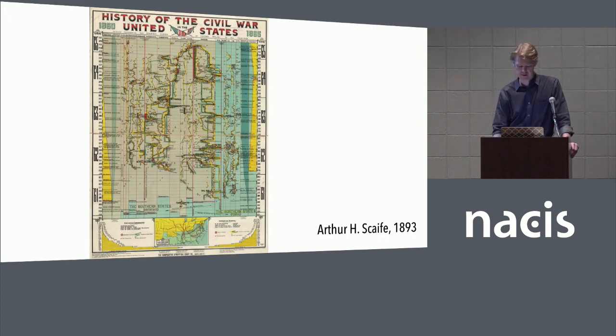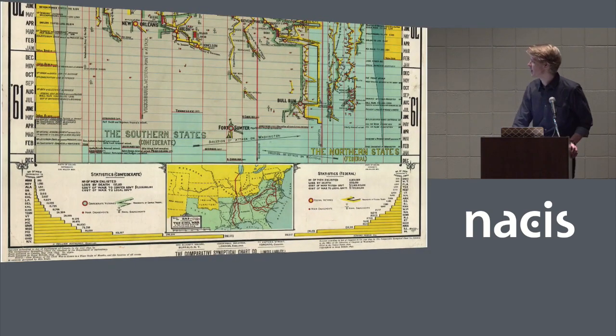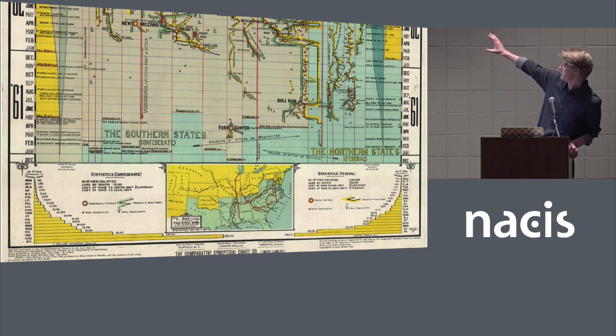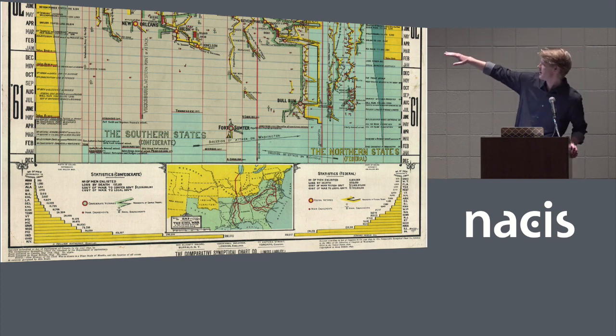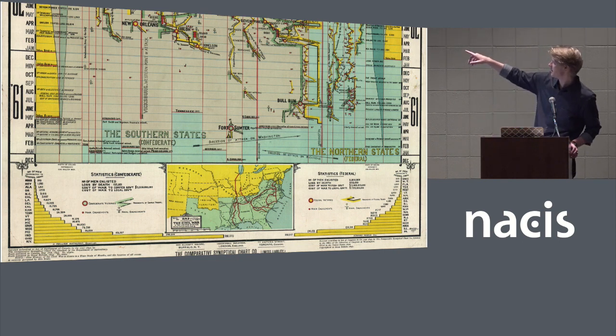The pinnacle marriage between geography and time may be the synoptical chart. So this is Scaife's History of the Civil War. If we zoom in, we can see how it works. On the horizontal axis is geography. We have the eastern seaboard going from the north on the right all the way down to the south, and then we sort of curl in to the interior states. You can see when each different Confederate state seceded by when their bar turns from blue to gray.